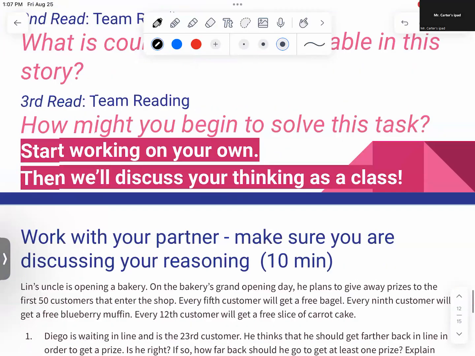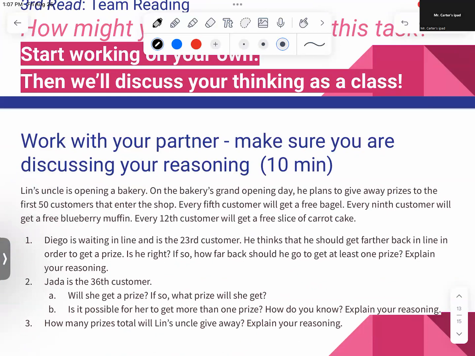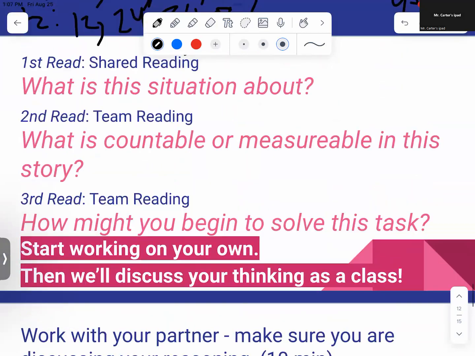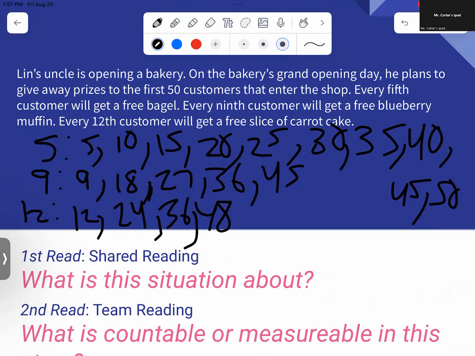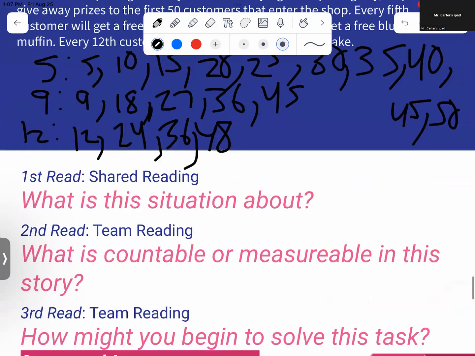All right, so let's see what we got. Diego is waiting in line as the 23rd customer. He thinks he should get farther back in line to get a prize. Is he right? If so, how far back should he go to get at least one prize? So he's at 23. So he is before 24, 27, right? So he should move back one spot if he wants carrot cake, because then he would be at 24. He should move 4 spots back if he wants to get the blueberry muffin, and 2 spots back if he wants a bagel. All right. So something like that.